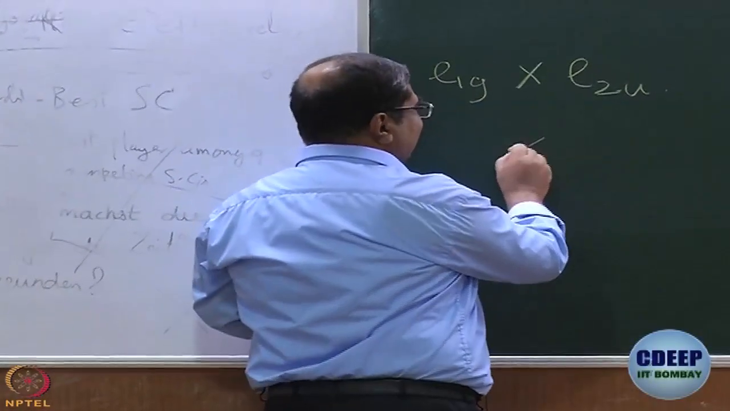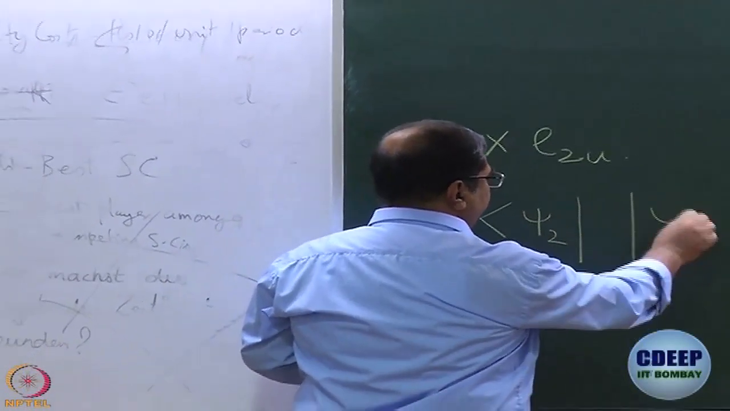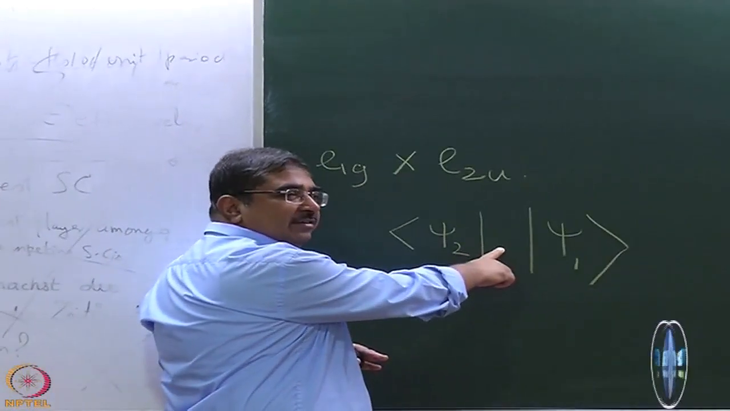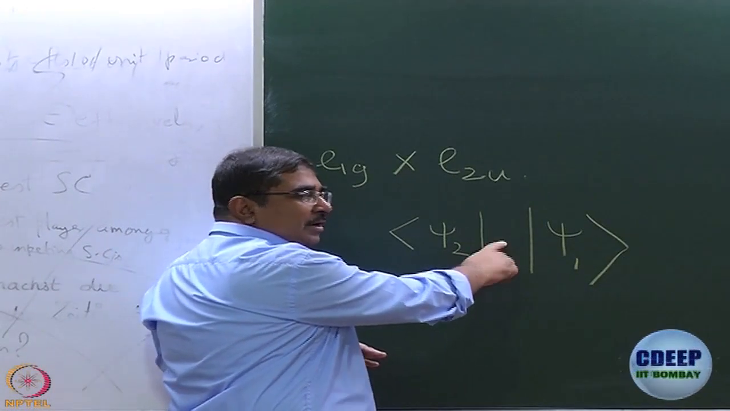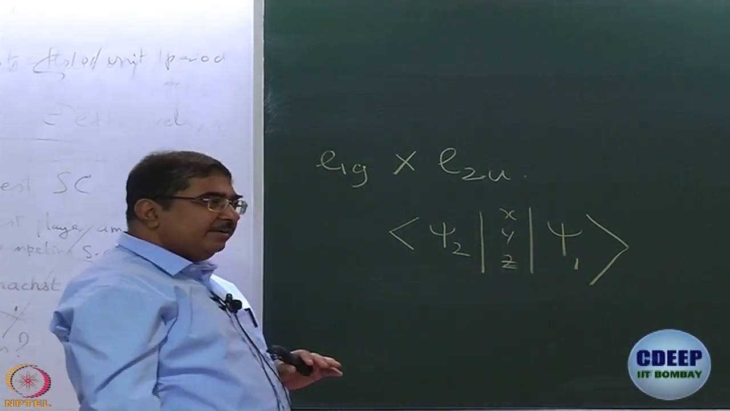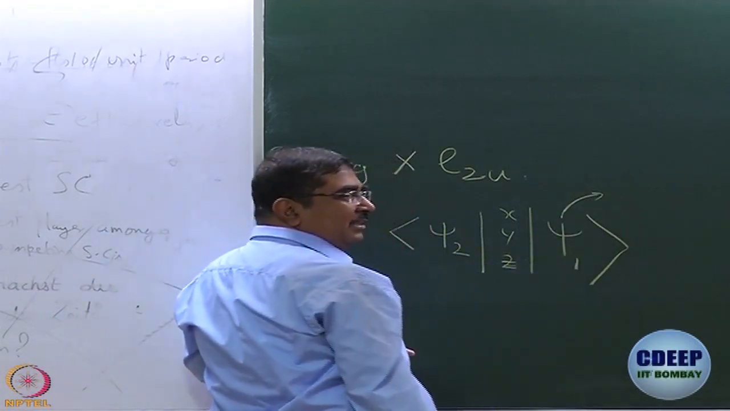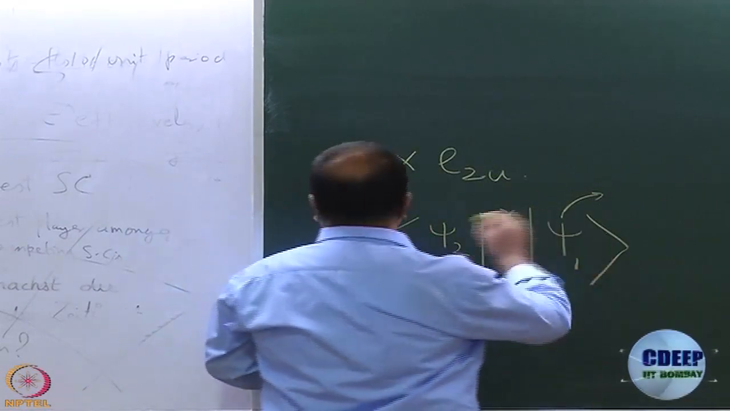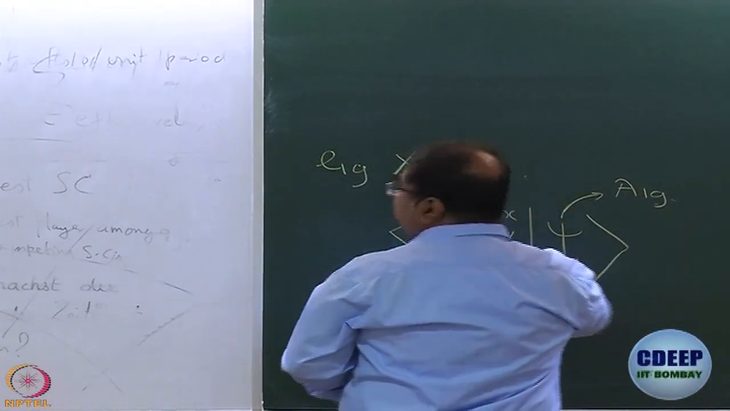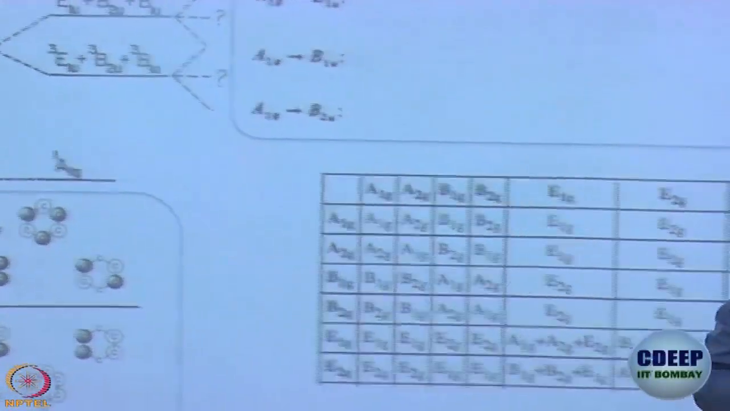What is the transition moment integral? It is something like this: psi 2, mu, psi 1 integrated over all space, and in the middle you have mu, which has x, y and z components. What is the symmetry of psi 1? Not just G, A1G. Psi 2 is E1U or B1U or B2U, whatever it is.